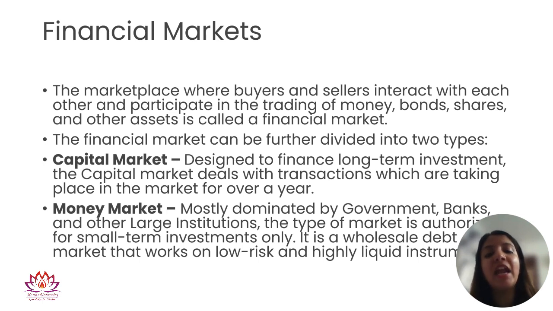Capital market is basically designed for financing of long-term investment. Long-term investments are basically for a period of more than a year. And money market is dominated by government, banks and other large institutions. It is the type of market in which securities of short-term nature are dealt, like treasury bills, investments which have a life of less than a year. So this is all about the components of the financial system.